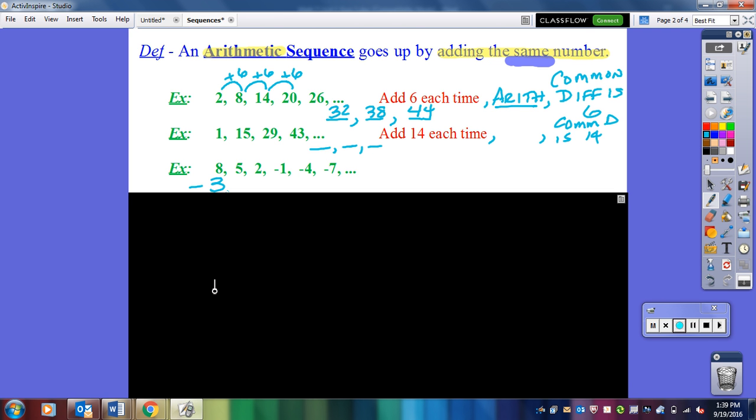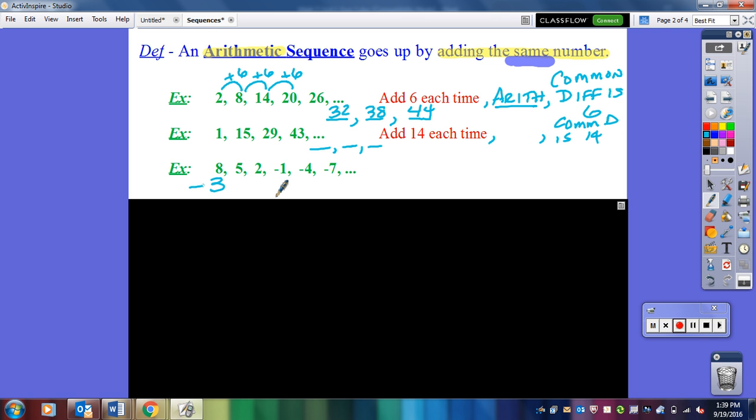You don't subtract if it's arithmetic, correct. Arithmetic is always adding. So instead of saying subtract 3, what could I say instead? Maybe add negative 3. Add negative 3, keep change would be the exact same thing. So that's what I would say.